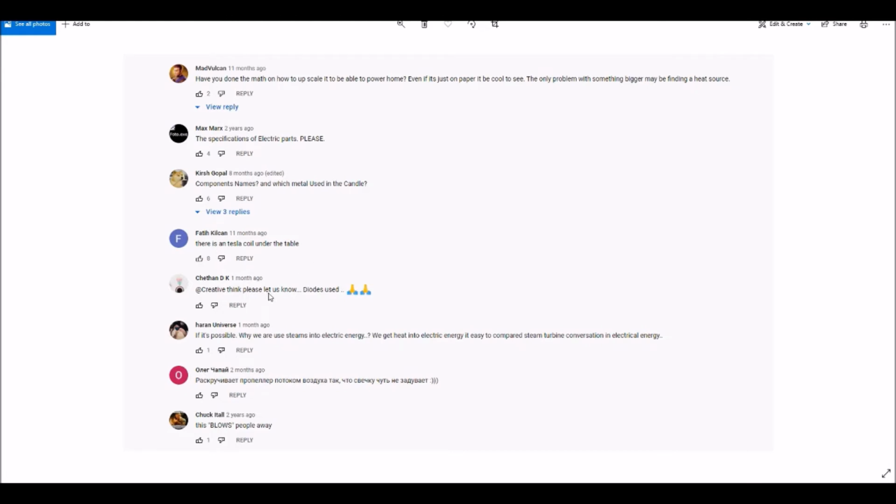Next one: please let us know the diodes used. That's another person who's trying to replicate something that is absolutely mind-blowing, and not in a good way. This is just a pile of bullshit.